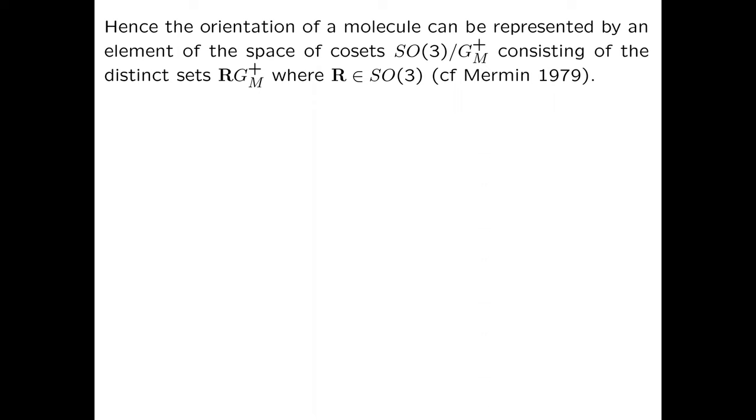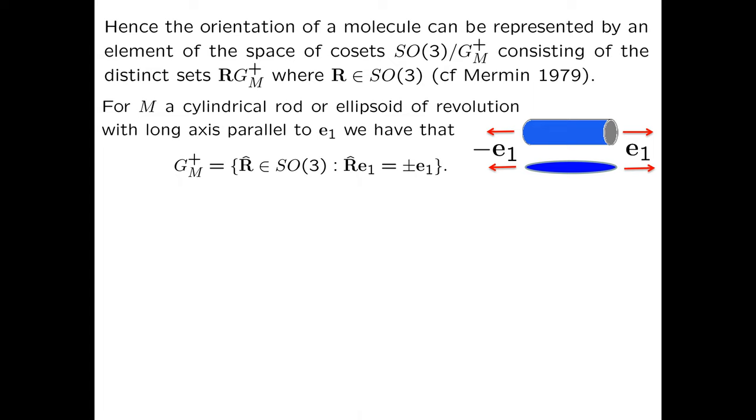Describes it. So for example, if M was a cylindrical rod, or an ellipsoid of revolution with long axis parallel to e1, then you can check by calculation that G_M plus is what you expect it to be, namely the rotations that map e1 to plus or minus e1. So that's the set of all rotations that map these objects to themselves.